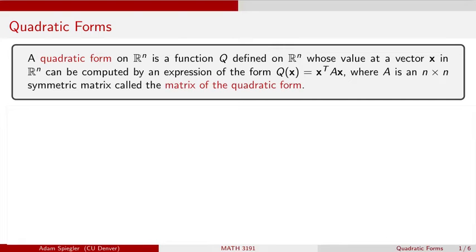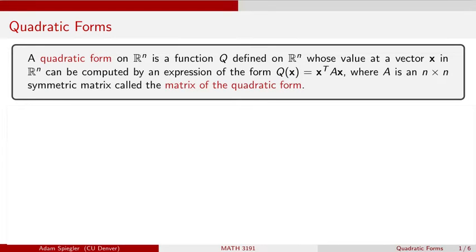All right, welcome everybody. So in this video, I want to introduce the idea of what a quadratic form is in Rn, and then take a look at some examples. So a quadratic form on Rn is a function that takes an element from Rn. So the input into this function is a vector from Rn.